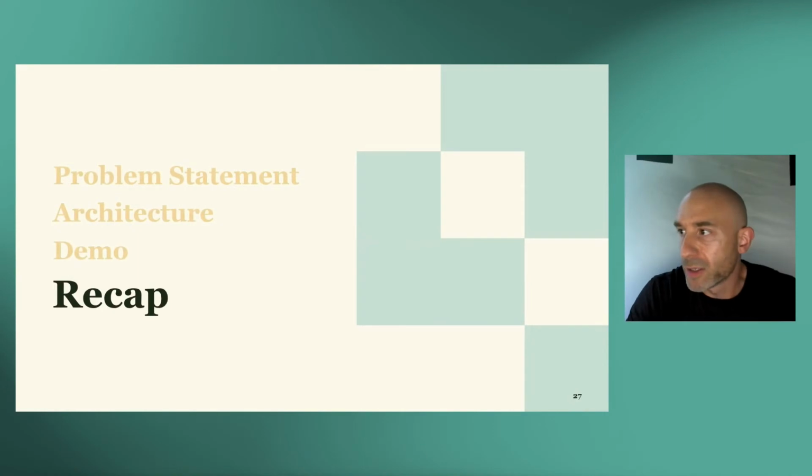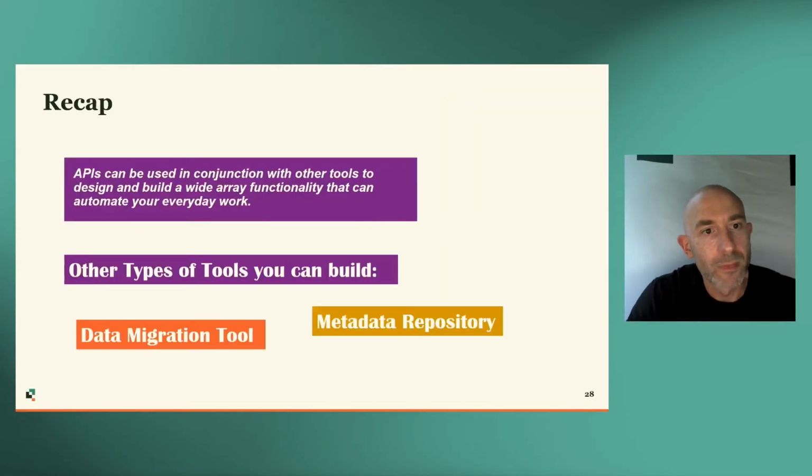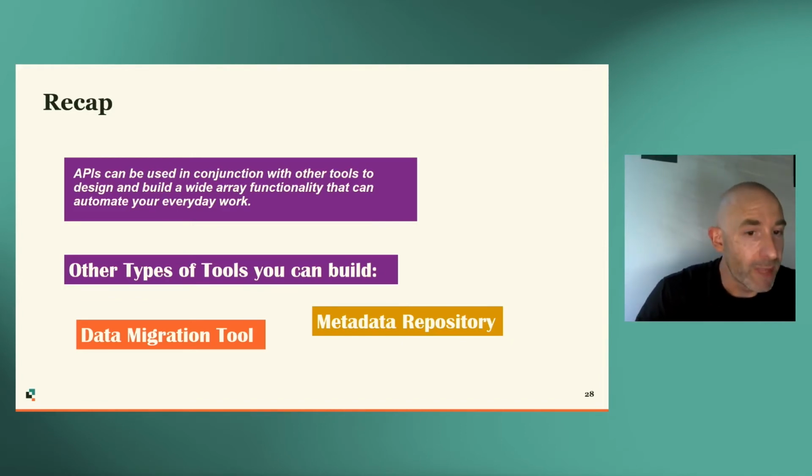Okay, so let's recap. The APIs can be used in conjunction with other tools to design and build a wide array of functionality that can automate your everyday work. We reviewed doing a tool in pipelines, and we did a demonstration of using a front-end script to do this. Other tools you can build: you can build a data migration tool, and we discussed that just a little bit. You can also build a metadata repository, and there is an example of one of these in the application exchange for QuickBase.